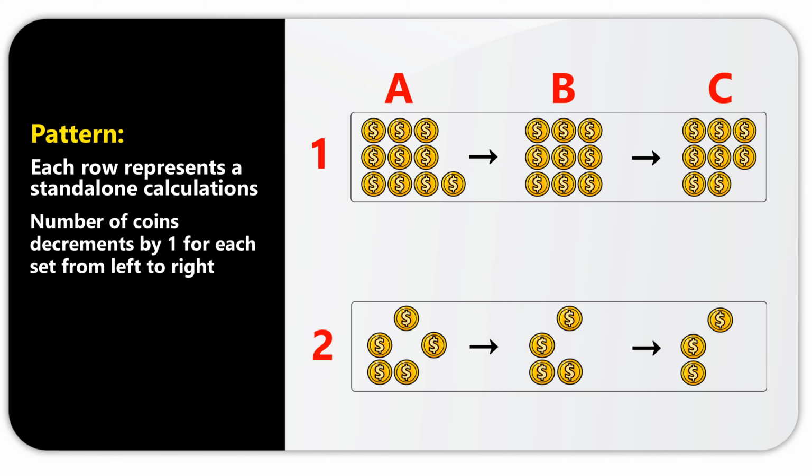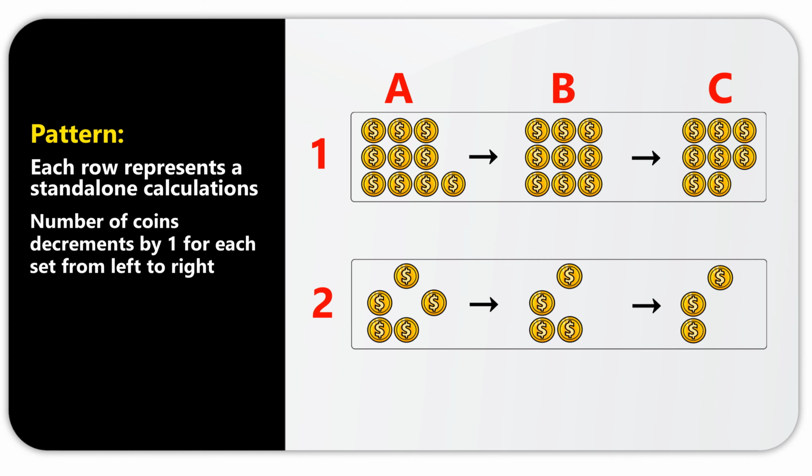Let's verify and confirm this pattern in the row 2. In the area A2, we have 5 coins. Then in B2, we have 4 coins. And in area C2, we only have 3 coins. But as you might have guessed, this is not the only pattern present here.